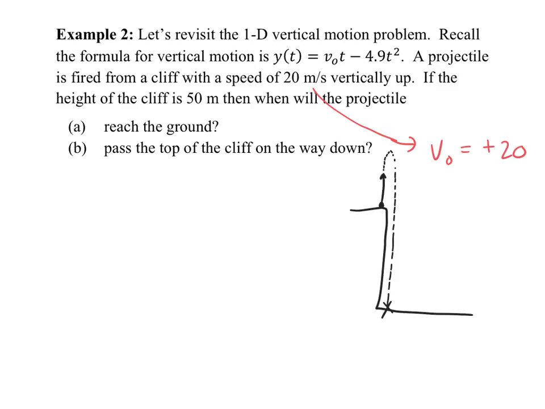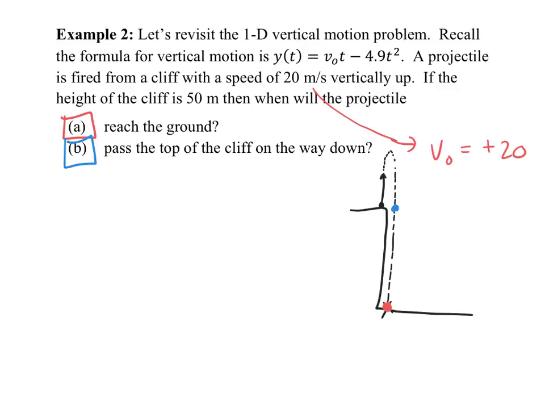But the idea here is that we want to figure out 2 things. If the height is 50 meters at the cliff to start, the question for part A says, when will it reach the ground? And then the second part says, when will it pass the top of the cliff on the way down? So we are focused on 2 points in time. For part A, let's use red. We're focused on when it gets to this location in the diagram. And for part B, I'll use blue. For that part, we're focused on when it gets to right here in the diagram.